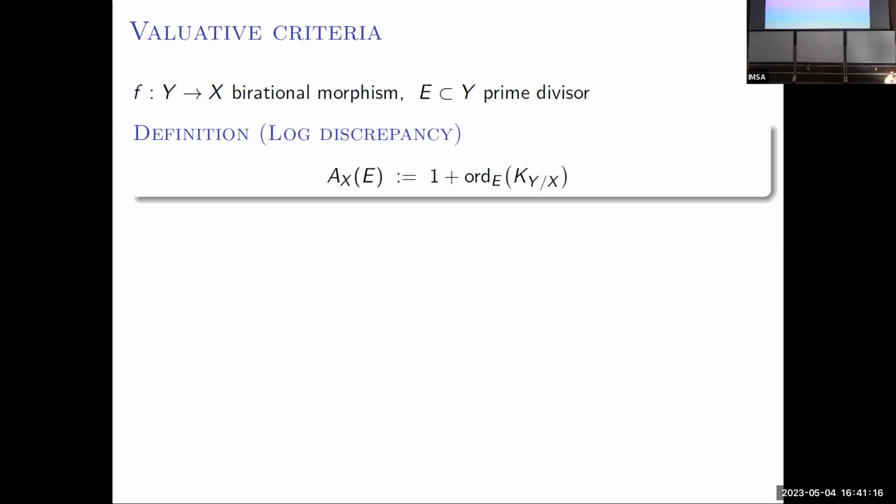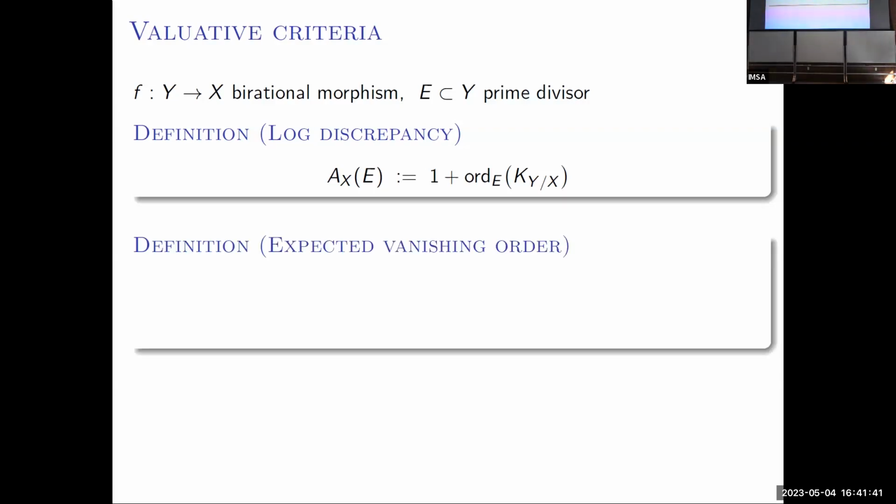And this notion of log discrepancy, in fact, does not depend on the divisor. If you take any other model Y with a divisor that defines the same valuation and you compute the log discrepancy, it will be the same. So it does not really depend on the divisors, but only on the valuation that is associated with it. And we can define other invariants of this valuation. One that is going to be very important to us is what we call the expected vanishing order. And this is defined in this way. So the expected vanishing order of E.